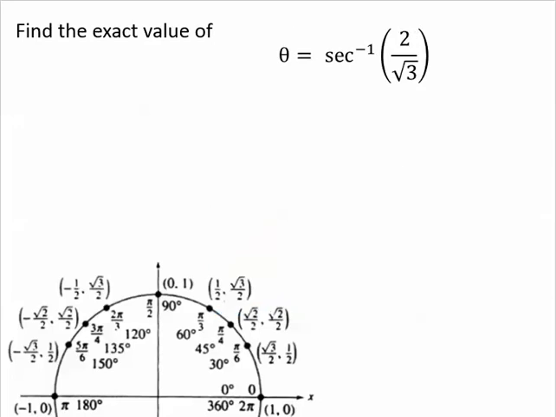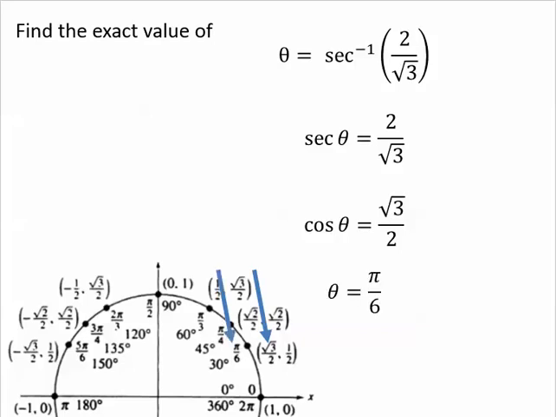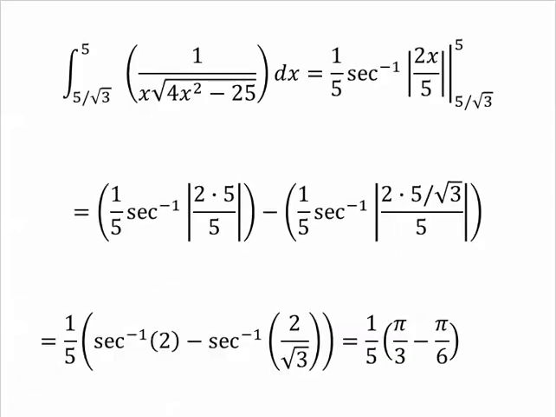Now let's do the inverse secant of 2 over radical 3. Let's do the same thing. So if theta equals that inverse secant, then the secant of theta equals 2 over radical 3. Take the reciprocal of both sides, and we're looking for an angle whose cosine is radical 3 over 2, and that occurs when theta is equal to pi over 6. All right, so inverse secant of 2 is pi over 3, inverse secant of 2 over radical 3 is pi over 6, and then simplify.